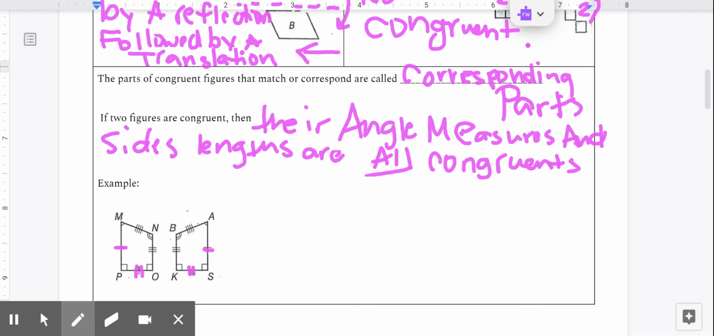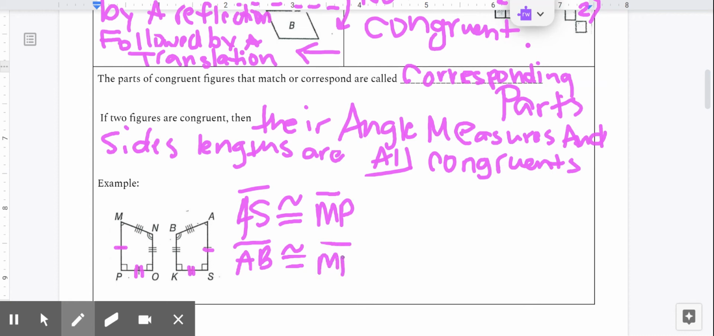So we can actually write what we call congruency statements. For example, I could say that side AS, and that little line over top of my AS means that I'm talking about a side, so side AS is congruent to side MP, right? Those are my corresponding parts. For another pair of corresponding sides, I could say side AB is congruent to side MN, right? Those would be these sides right here with those 4 tick marks.